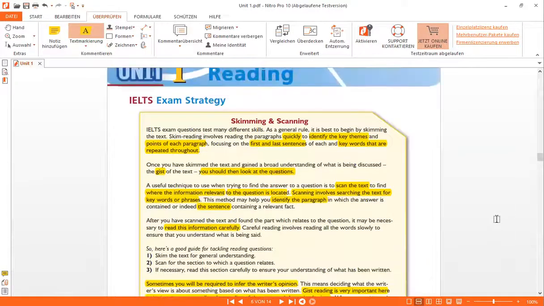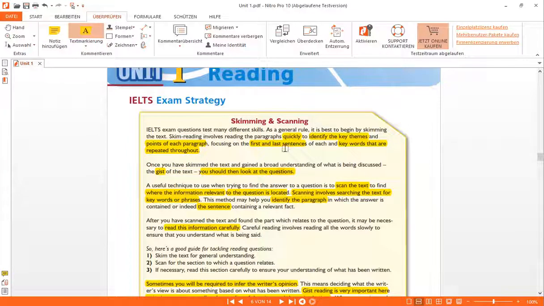And this is where we get to the important stuff now, the skimming and scanning strategies, all right? This is the central strategy when it comes to the IELTS reading, both academic and general, to repeat again. What does skimming mean? Skimming means that you read quickly to identify key themes of paragraphs, the key ideas in a particular text or the key idea in a particular paragraph. And typically those key ideas are expressed in the first and last sentences.